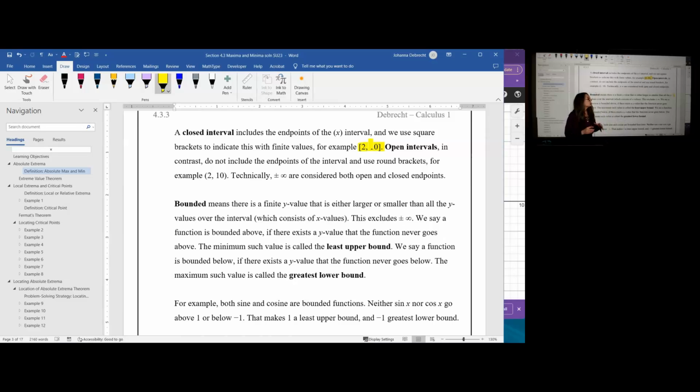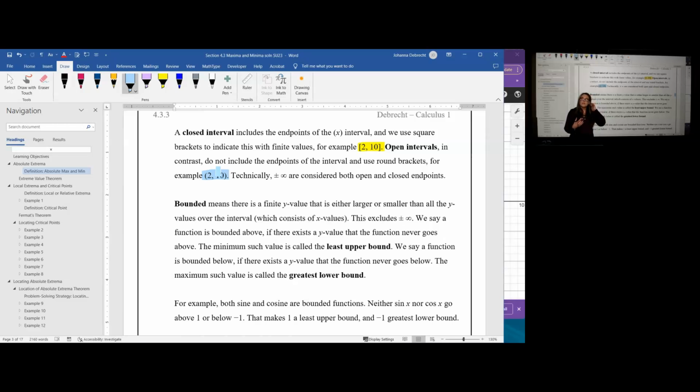Open intervals, by contrast, do not include the endpoints. On these kinds of intervals, we use round brackets. For example, it might look like this one, open 2 to open 10. Now, you may be wondering about positive and negative infinity, where we always use round brackets. Technically, from a mathematics standpoint, they're considered both open and closed, but we always use round brackets.